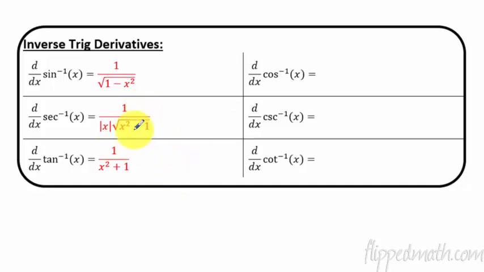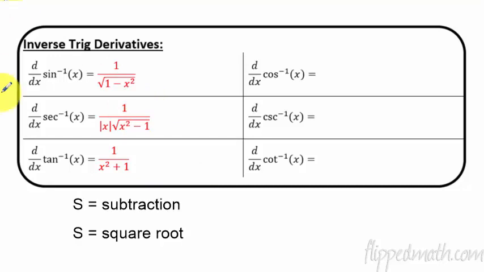So, if you have one of these inverse trig functions that start with an s, so you see here you've got an s for the sine and an s for the secant inverse, if they start with s, that means you're going to have subtraction, and you're also going to have a square root. So s gives you subtraction, and s is also going to give you square root. So that's what you'll look for in these. Notice that tangent inverse does not start with s.